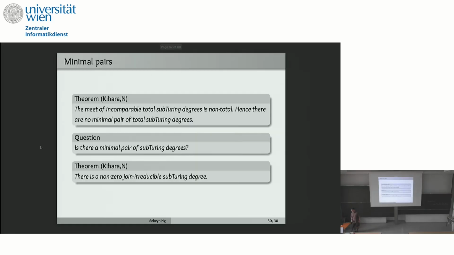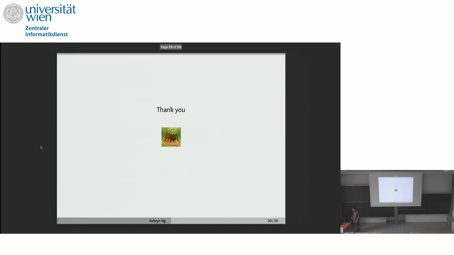So that is my third example. There are some questions, of course, here, and I'm happy to discuss it if you're interested in this. But this was the third example. Okay, so yes, thank you.